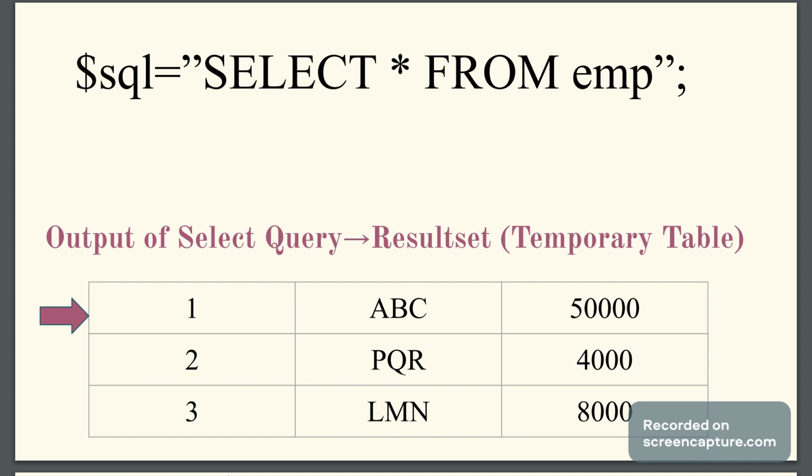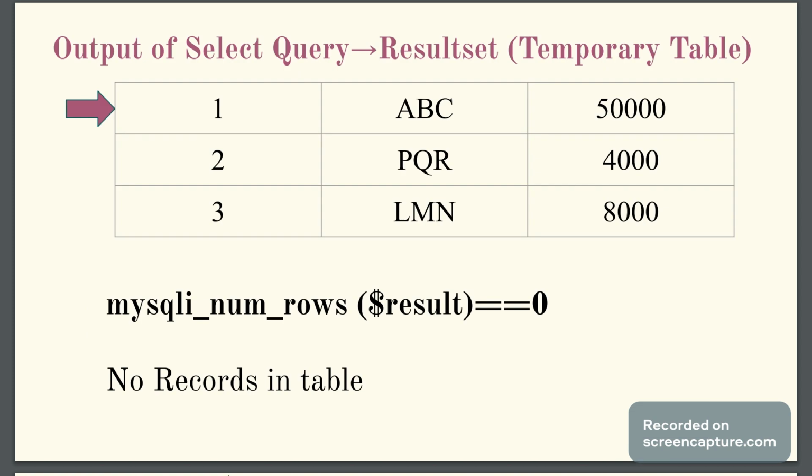Now as a programmer or as a user, we cannot predict how many rows will be returned on the condition of the select query. So we have to check how many records are available in the table, or whether the table is empty or not. So how to check that? For that we have the mysqli_num_rows method. In that we have to pass the object of this result table, and if it is equal to 0, it means there are no records in the table, so the output of the select query will be no records.